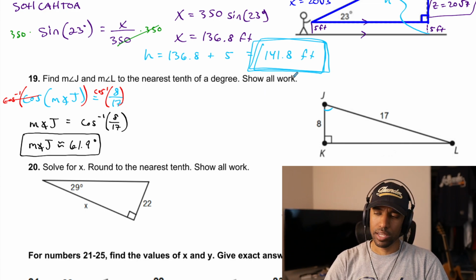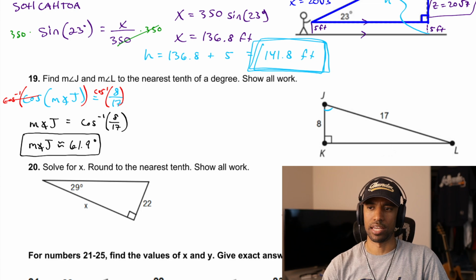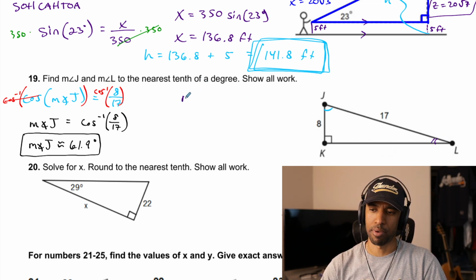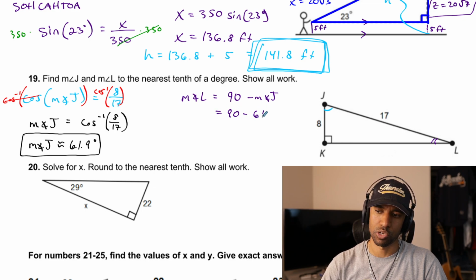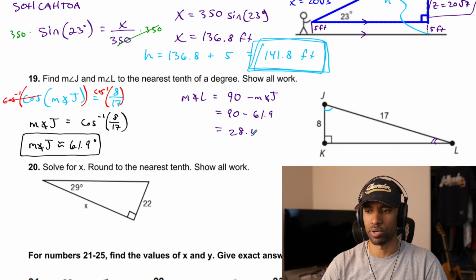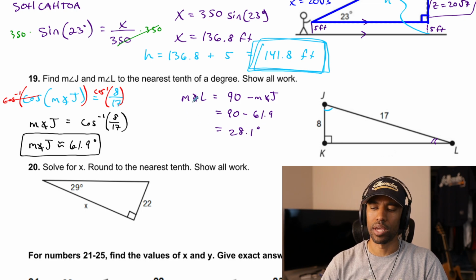L, you can get L in one of two ways, guys. If you really wanted to just go like, hey, I know what's going on with this stuff right here, the measure of angle L is the complement of the measure of angle J. It's 90 minus the measure of angle J. So I could just do 90 minus 61.9, which is going to give me 28.1 if I did that right. So it should be that.